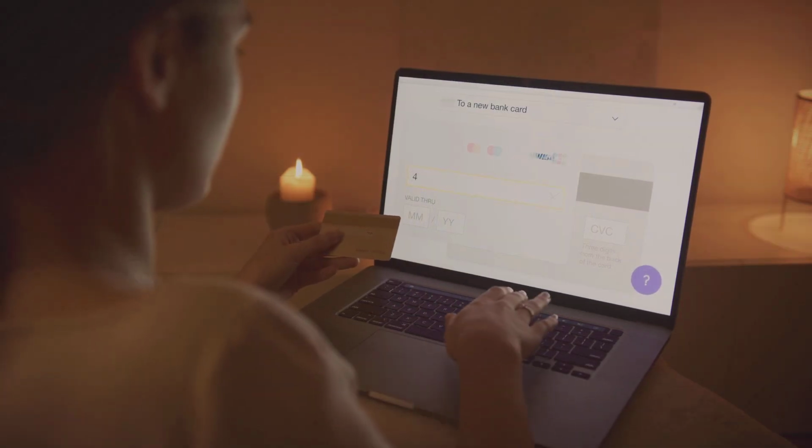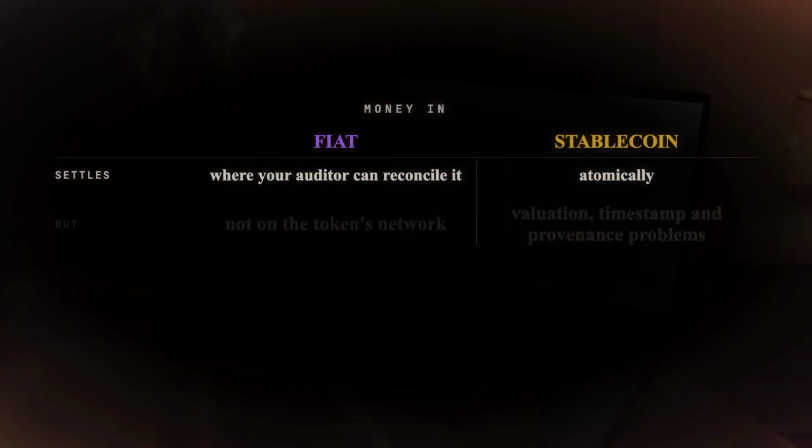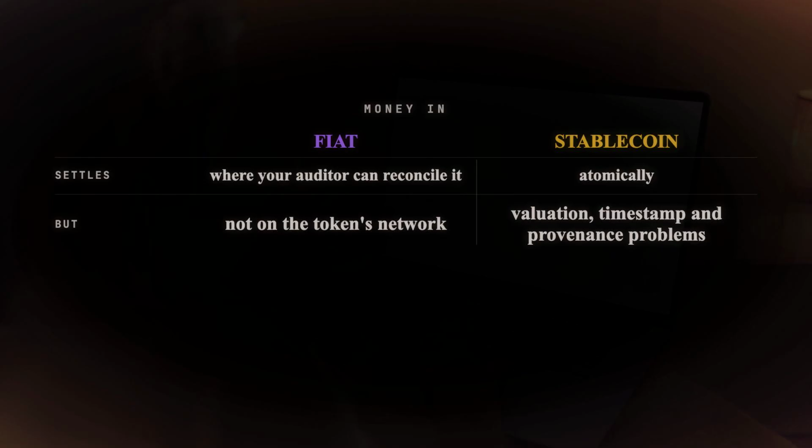On rails, neither answer is the compliant one. Fiat settles into a bank account your auditor can reconcile. Stablecoin settles on the same network as the token and can make delivery against payment atomic, but brings valuation timestamp and provenance problems. And a caution for this whole category.